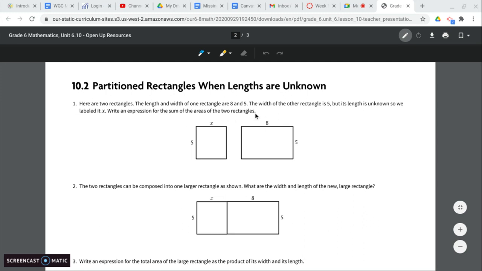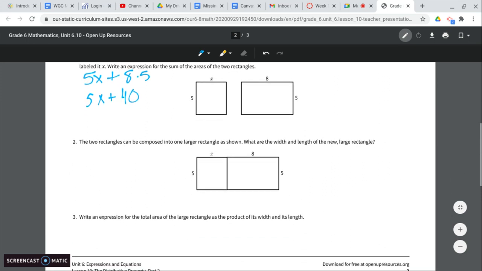Being as we have each of these, we know the area of this part is going to be 5x because it's 5 times x. And then we're going to add the 8 times 5 to it. So we'd have 5x plus 40. So there we look at it when it's separate.